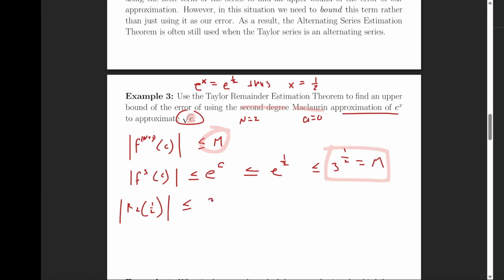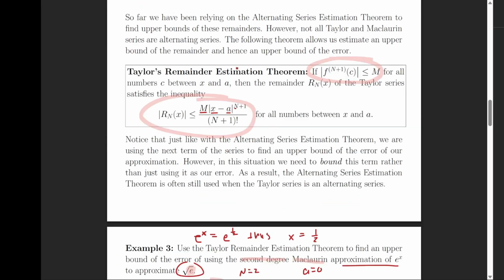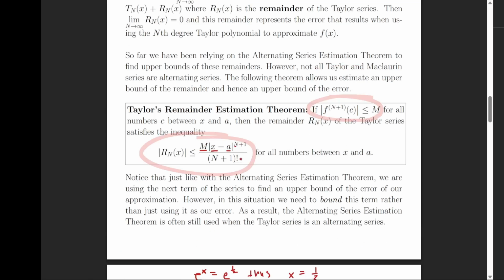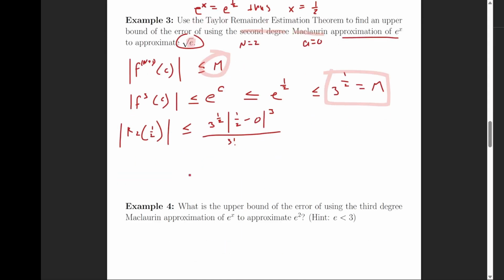So m is 3 to the 1/2, times x, which is 1/2, minus a, which is 0, to the n plus 1. So that's going to be 3. And then n plus 1 factorial, which is 2 plus 1 factorial, which is going to be 3 factorial. Simplify this even more, right? You can also write that as that. That's a 3. I don't know if you can see that. I'll just put it on the outside.